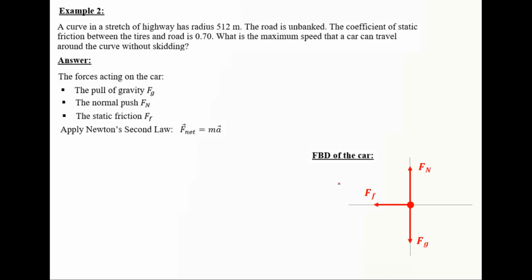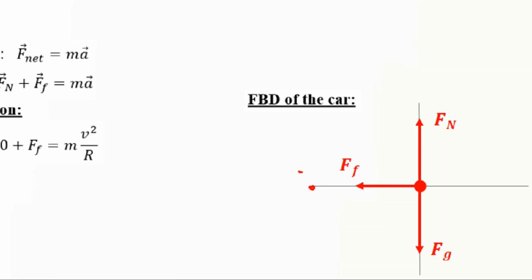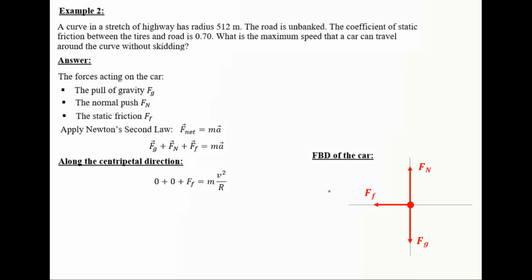And now we're ready to apply Newton's second law. What are the different forces acting on the car? We have the pull of gravity, the normal push, friction equals ma. Along the centripetal direction, gravity is 0, normal push is 0, we have the friction equals to mv square over r. So the friction is pointing toward the center, which is the positive direction. And we're searching for the value of v.